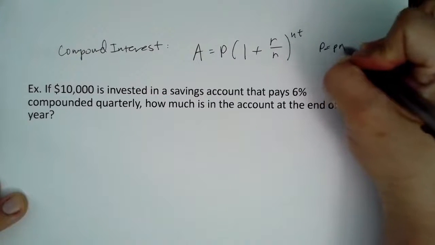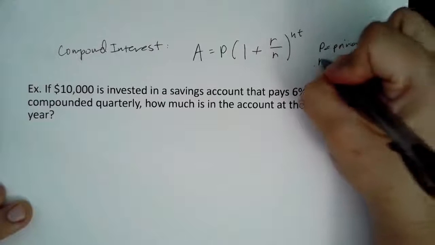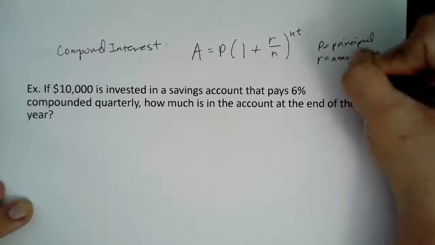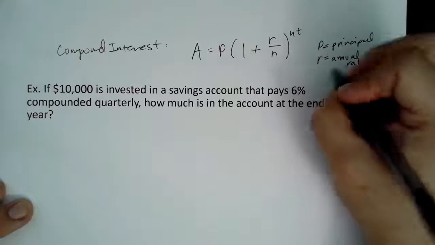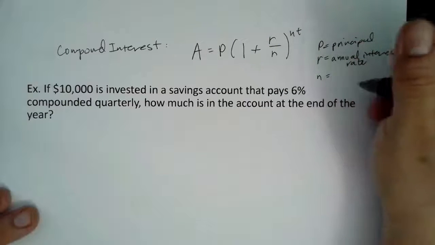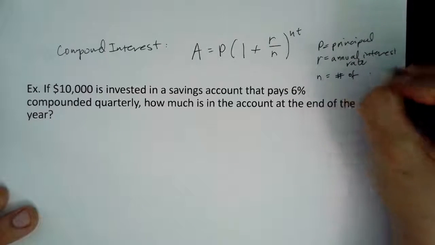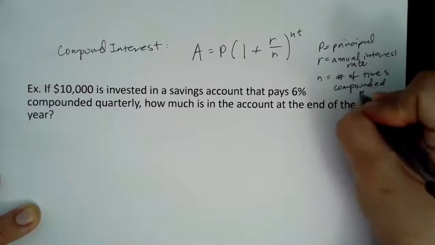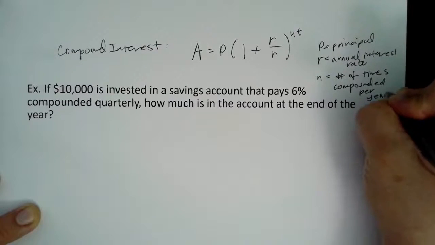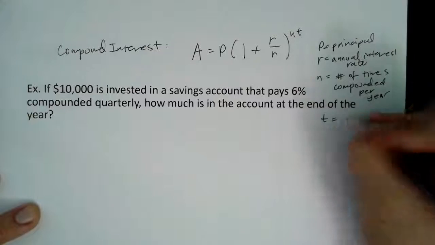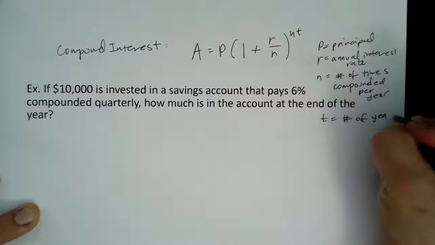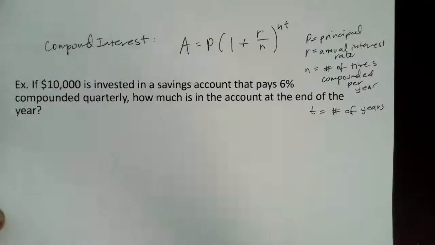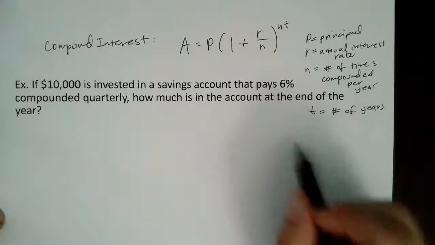Here P is equal to the principal, R is equal to the annual interest rate, N is the number of compounding periods, the number of times compounded per year, and T is the number of years. This is the formula you would use when it goes again and again and again.